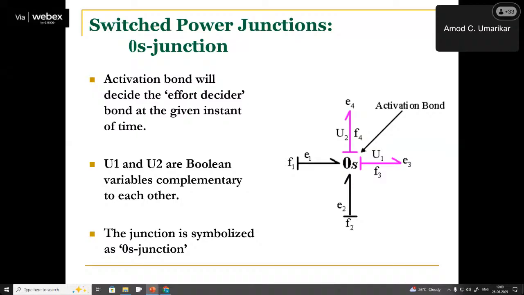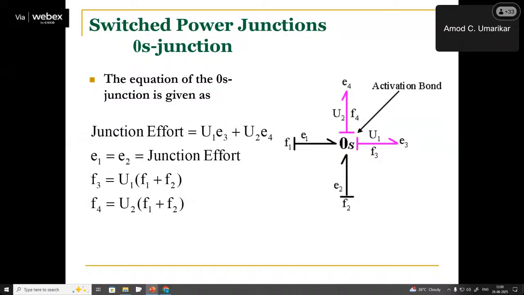Okay. So that's what we are doing here to model the switching. So now you can see that the junction effort is U1 E3 plus U2 E4, and the junction flow is F3 is U1 F1 plus F2, and F4 is U2 F1 plus F2. Now U is coming in as a Boolean or switching variable. So U1 and U2 are mutually exclusive to each other.